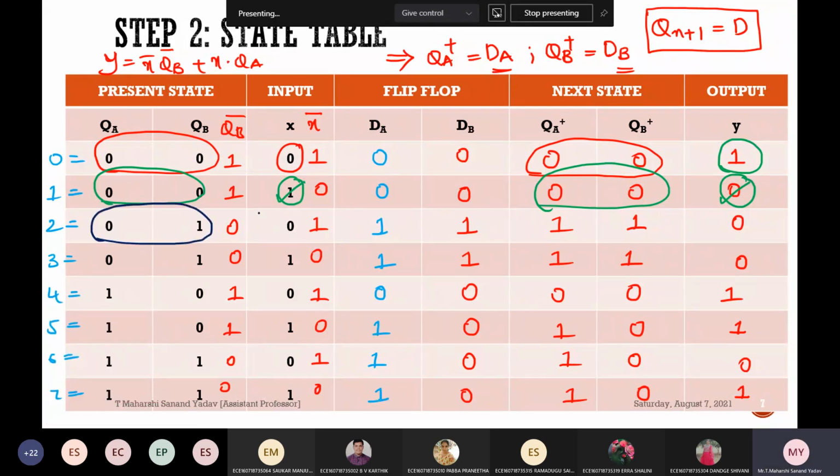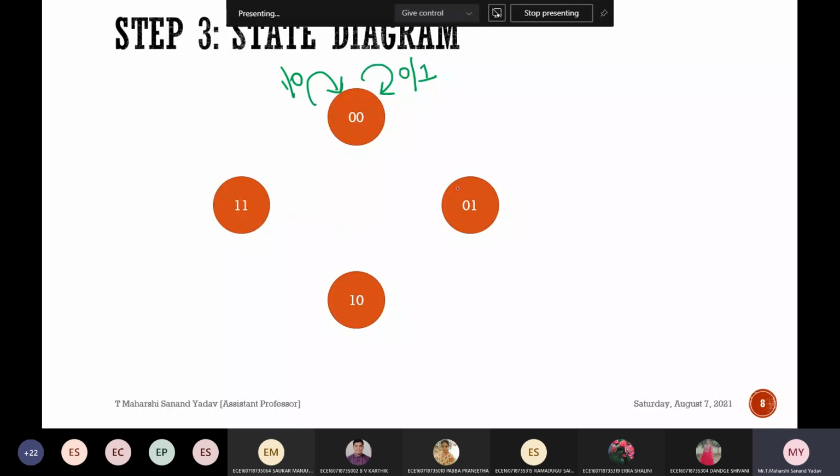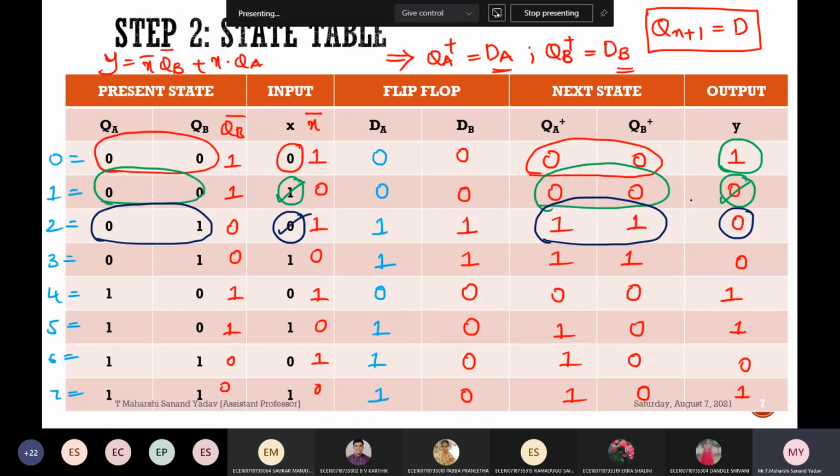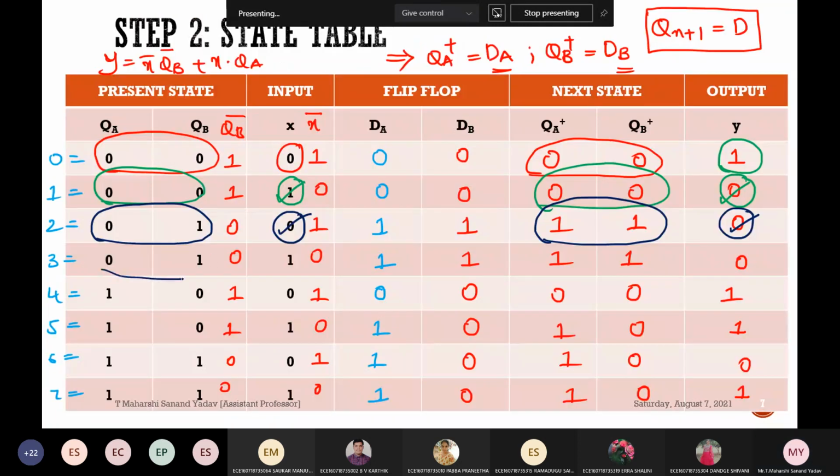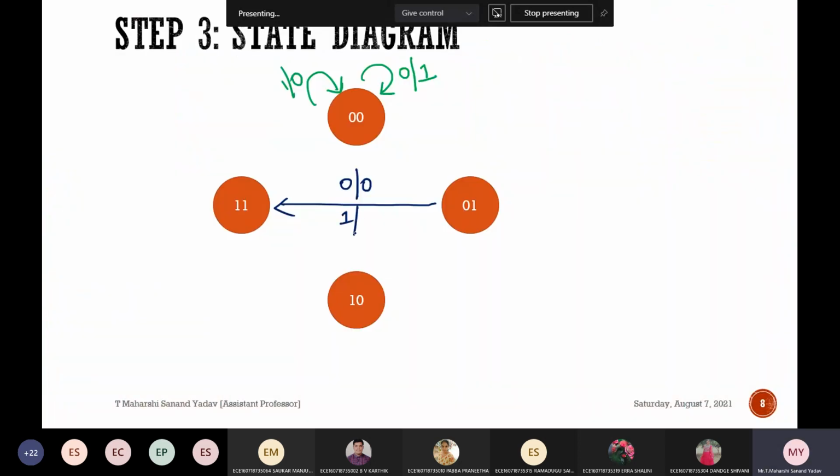When present state is 0 1 and input X is equal to 0, it is going to 1 1 and I'm getting output as 0. Same state or next state? Next state. So from 0 1 it is going to 1 1. Input is 0 and output is 0. So 0 slash 0. Next. When present state is 0 1, next state is 1 1. So input is 1, output is 0. So again 1/0.